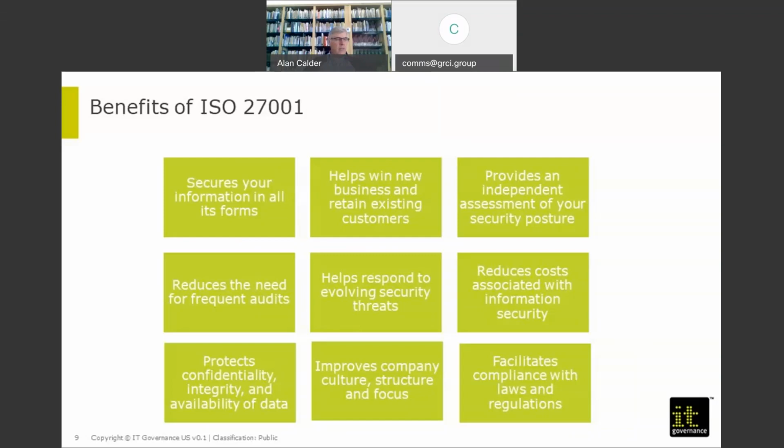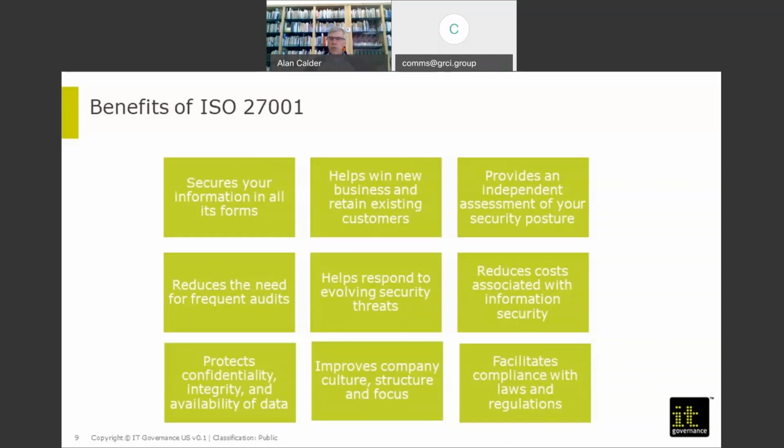It's a standard which is built in a way that, because it has internal management audit as part of how it operates, you can avoid frequent external audits, which are usually pretty expensive and so worthwhile avoiding. The continual improvement drive means that you don't need to have quite as frequent external audits. It protects the confidentiality, integrity, and availability of information. It doesn't just secure all forms of data, but secures the CIA of all data.